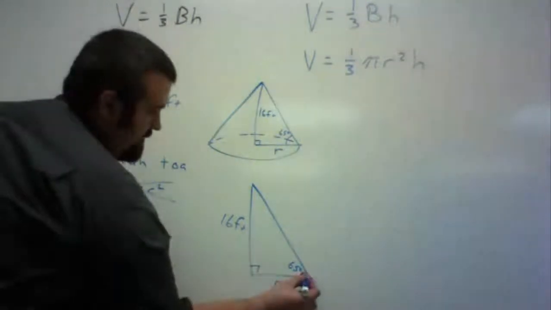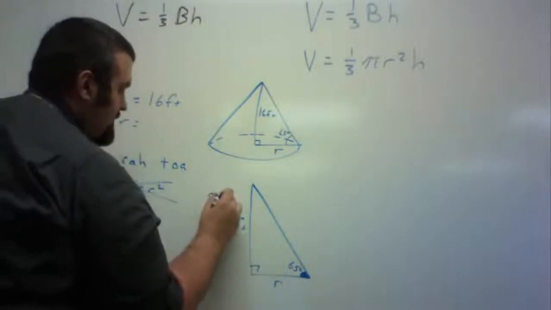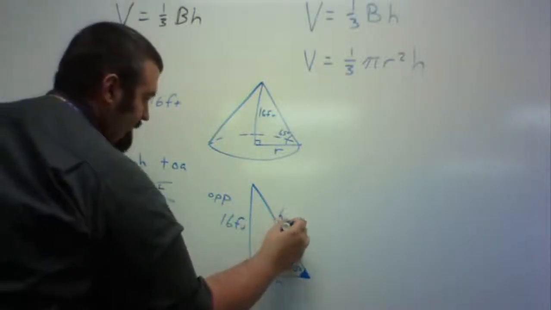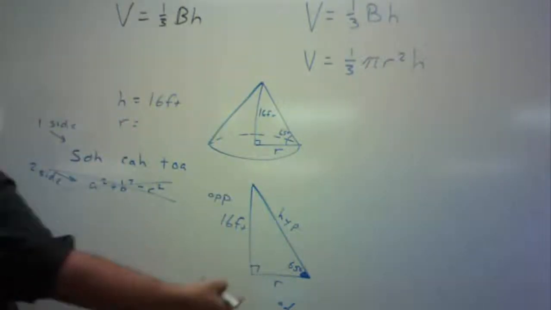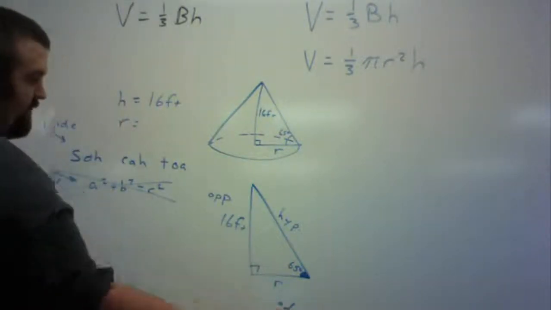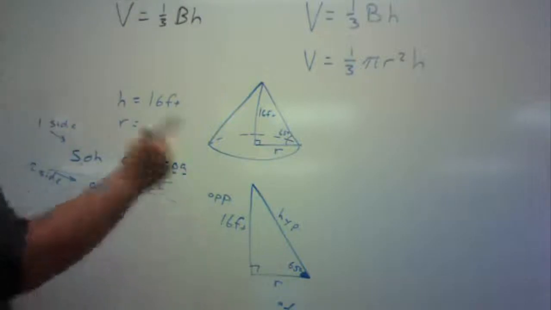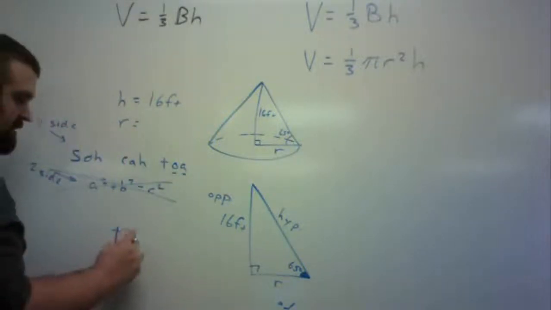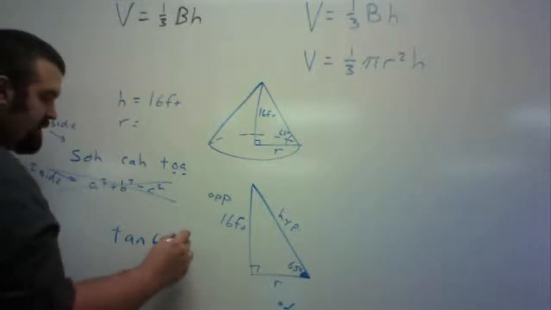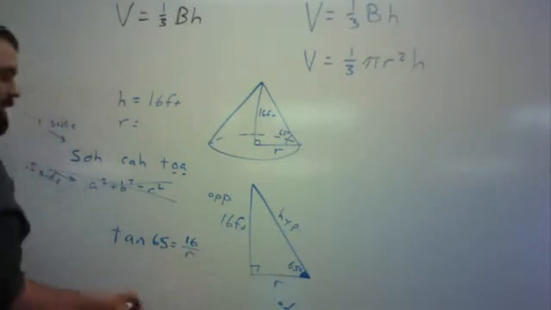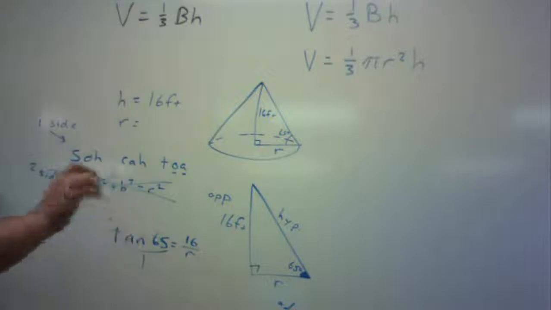This is the angle I'm using. This is opposite then. This is still the hypotenuse. And this would be adjacent. Best choice. I have opposite. I'm looking for adjacent. Opposite, adjacent, tangent. So tangent of 65 equals 16 over R.